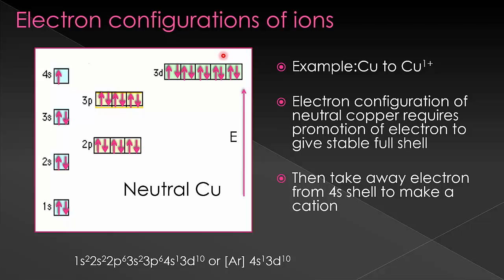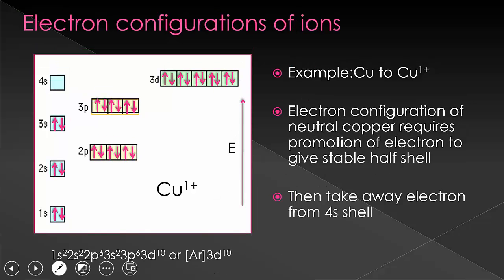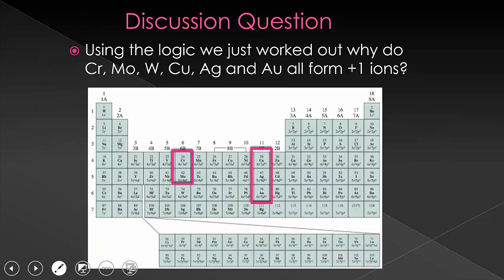Now, I also asked you to make copper 1+. So if we need to remove an electron, since we're in the d block, we're going to remove from the s orbital first. And so this will go away, leaving us with argon 3d10 for our copper ion. We've done 2 examples of the d-block exceptions now.